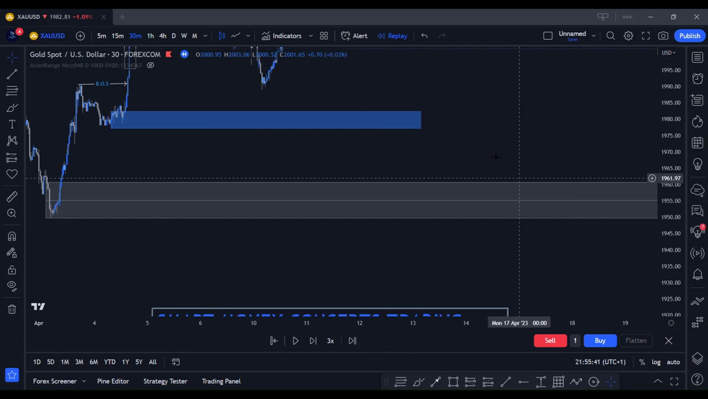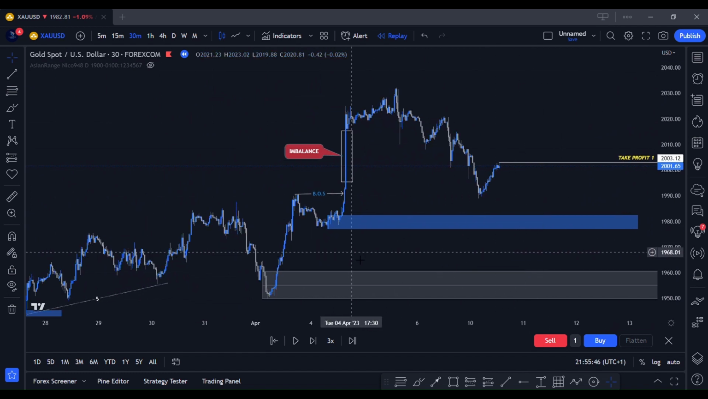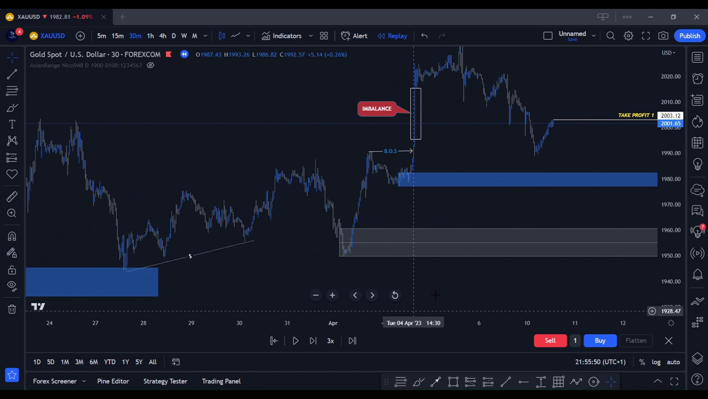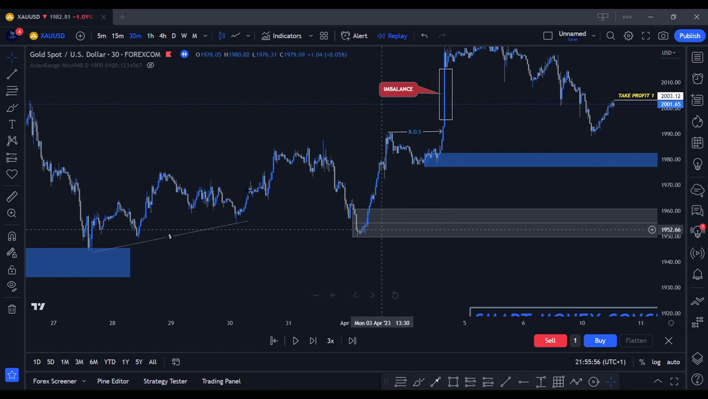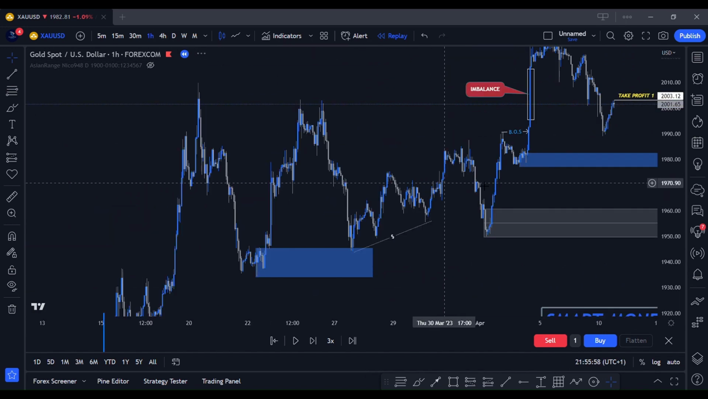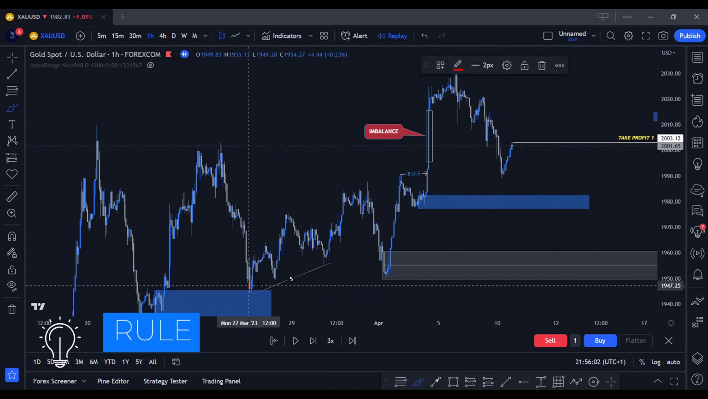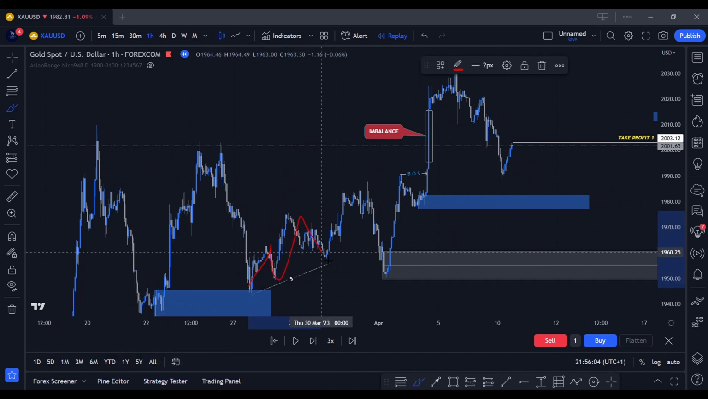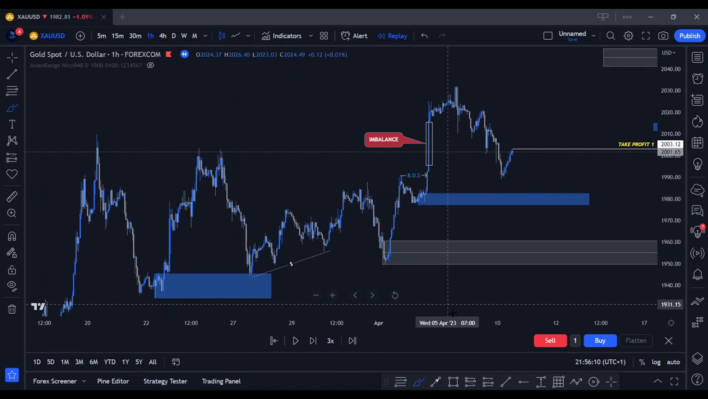So first of all, let's go back in time. By looking at this chart, the first thing we always want to do is identify what we call the market structure. By looking at this chart, I can see that on a higher time frame, this is a bullish structure, meaning we're having higher highs, higher lows, higher highs, higher lows. This is showing us a nice bullish structure at the moment.